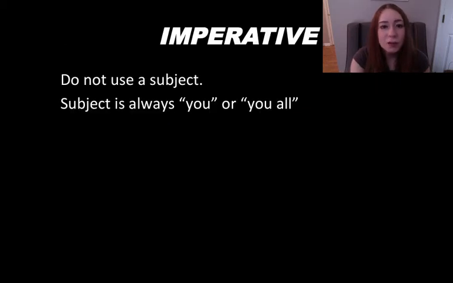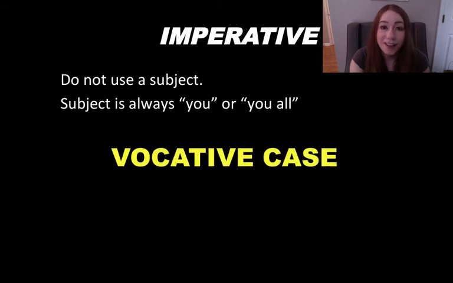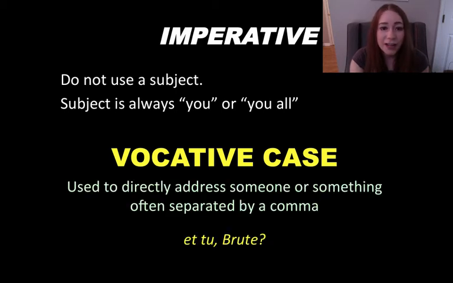Now, the imperative mood doesn't need a subject because it's directed towards a you or a you all. However, if we want to specify who that person is, we're going to use what's called the vocative case. And this is a new case, even though it has a very similar form to what we already know. The vocative case is going to be used to directly address someone or something, and it's often separated from the rest of the sentence by a comma. The most famous use of the vocative is et tu, Brute, and you, Brutus. And Brute here, Brutus, is in the vocative because we're calling upon him.